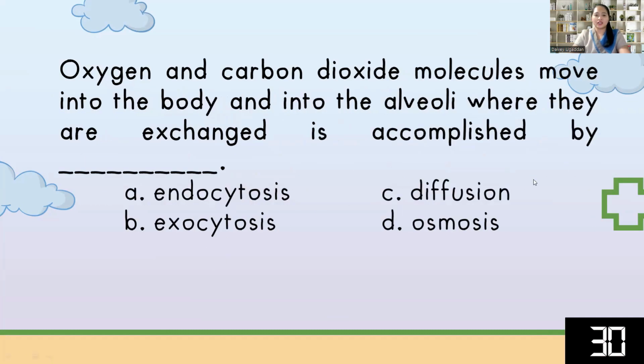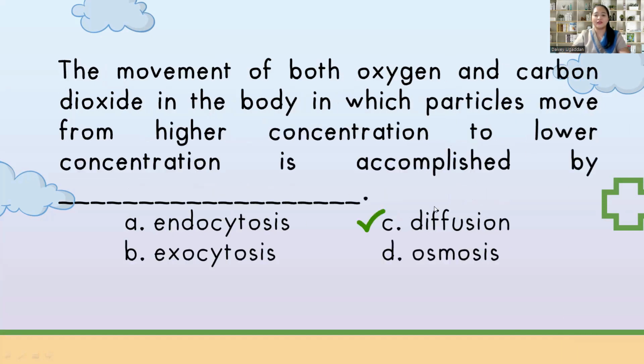Question number 22. Oxygen and carbon dioxide molecules move into the body and into the alveoli where they are exchanged. This is accomplished by blank. Is it A, endocytosis, B, exocytosis, C, diffusion, or D, osmosis? So how are molecules of oxygen and carbon dioxide moved into our alveoli? The only process involved in the movement of these particles is what we call C, diffusion.